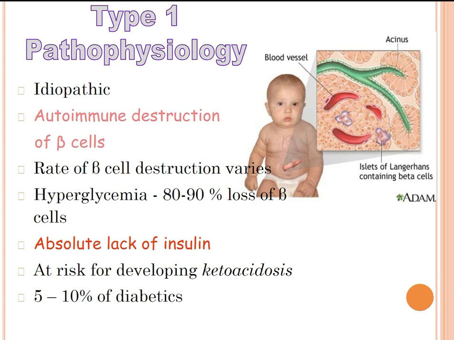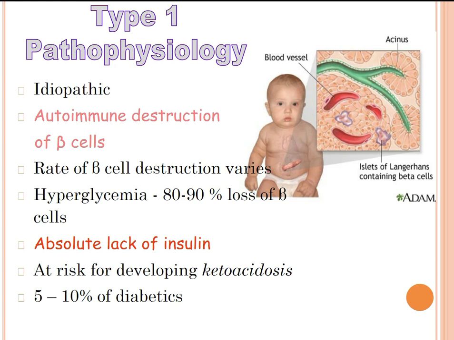It typically occurs in childhood or adolescence, and it has a rapid onset, and it is idiopathic, which means that the cause is unknown. But there are risk factors that will be discussed later in this presentation. There is a genetic predisposition to type 1 diabetes, and this plus exposure to a virus may contribute to development of type 1 diabetes mellitus. And about 5 to 10% of cases of diabetes mellitus are type 1.